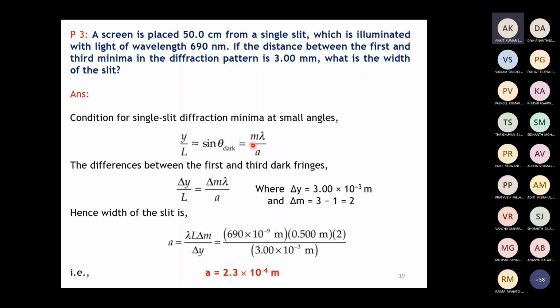So write down these two formulas, and then try to compute that you get the same solution. Just check if you are not able to arrive at a equal to 2 into 10 raised to minus 4 meters.